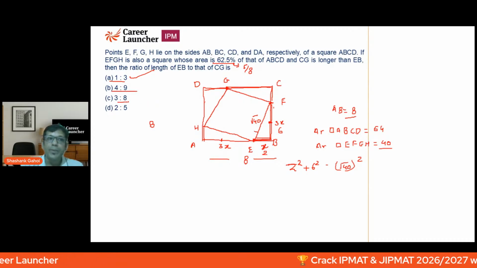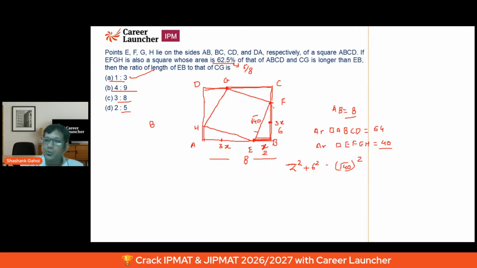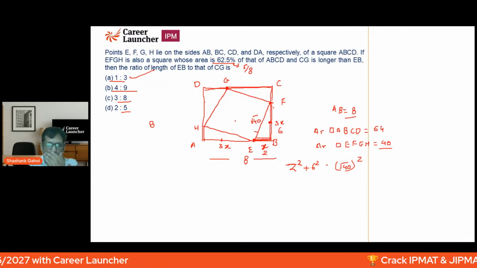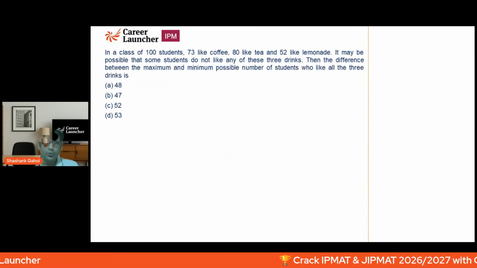If I am going to pick up any other option, then that is not going to give me this side as root 40. So in this case, my answer of this question is going to be option A. I'm not going to solve it anymore. Now let's move on to the next question.